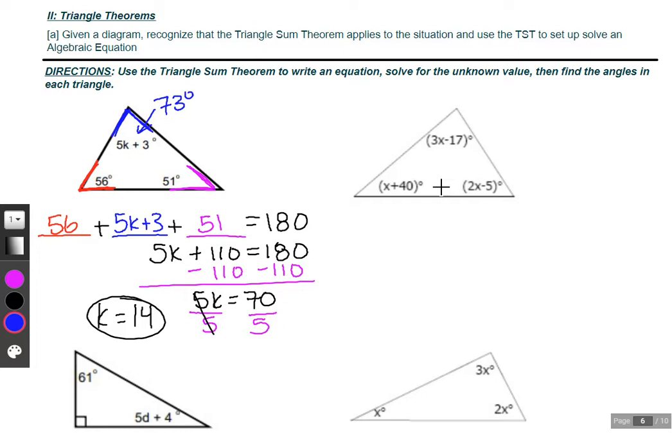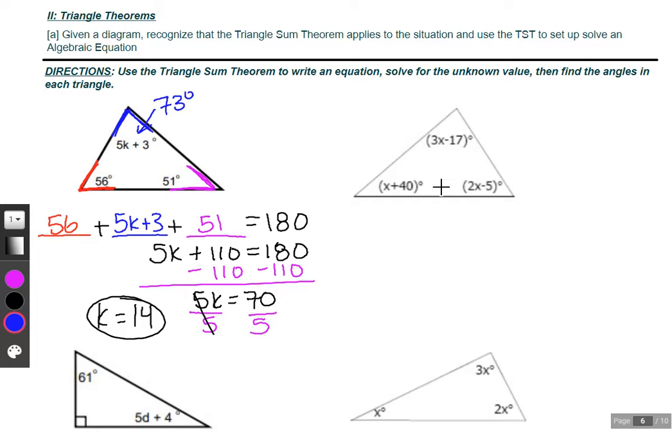Whoa, that's not going to be good. Did I mess up somewhere? So 5 times 14 plus 3 plus 56 plus 51. Oh, there it goes, 180. I was just mistyping something. And so we have the 3 angles add to 180 degrees. We are good. Okay. Let's slide over and work the second example.